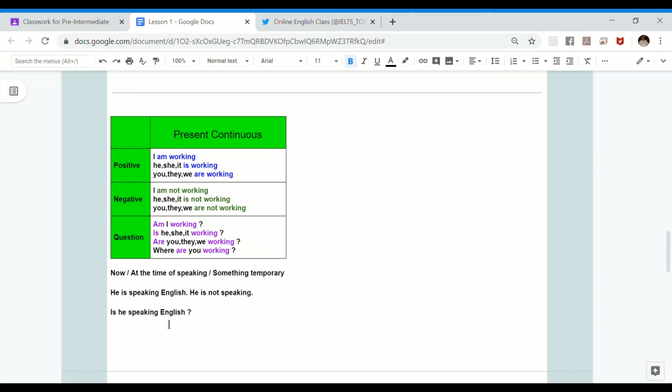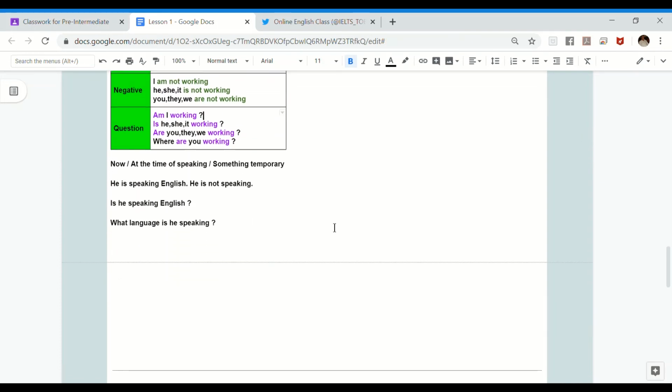And the next one, I want the answer English. So we need a WH question here. And we need what language. We're asking about the language. So what language is he speaking? So there you have it. You've got the positive, the negative, and the question form using the present continuous.